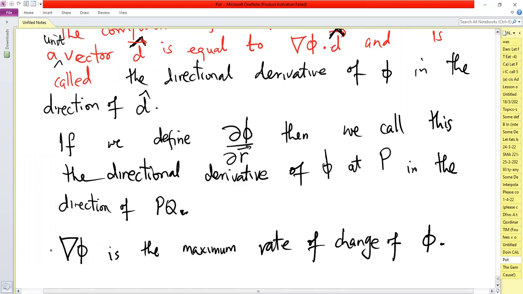So now we'll give examples on how to interpret a gradient, both from a geometrical point of view and a physical point of view in the next series. Thank you.